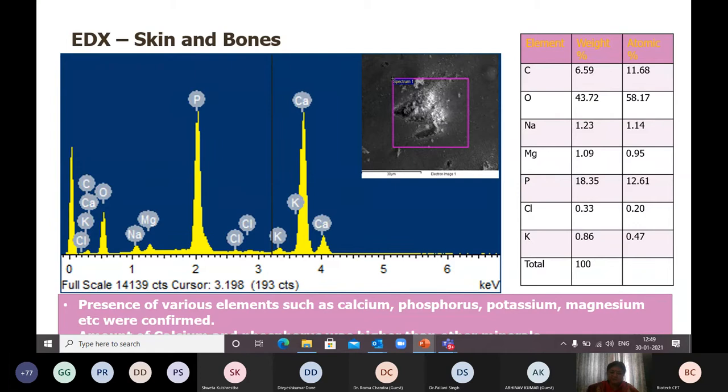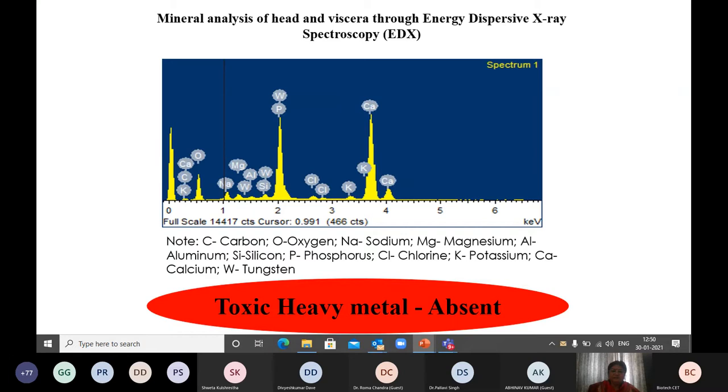So we did this heavy metal analysis for skin and bones, and it was quite safe. No heavy metal was detected, because sometimes the fish doesn't contain heavy metal. But if the fish comes from an environment which contains heavy metal, and it has consumed water with a lot of heavy metal, that imprint will come in the fish. Similarly, for the mineral analysis we did for the head and viscera, here also we could not find any toxic material. Toxic heavy metals were absent.